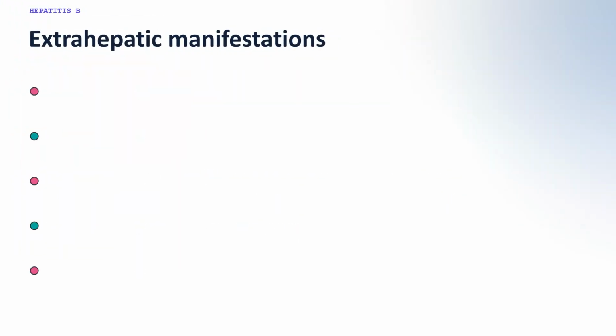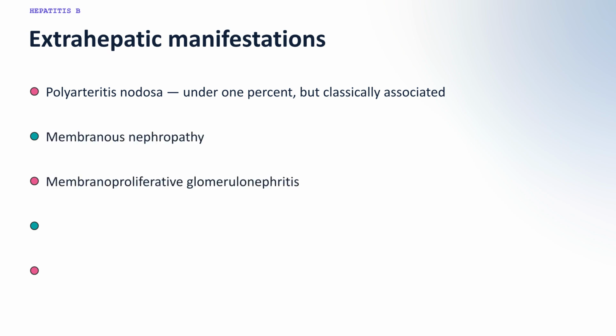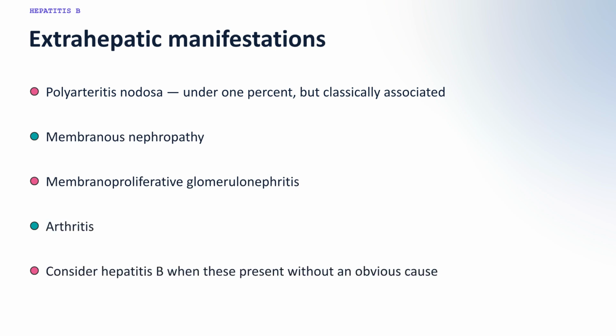Hepatitis B has extrahepatic manifestations worth knowing. Polyarteritis nodosa is the classic association. It occurs in under 1% of patients, but the link is strong enough that polyarteritis nodosa should prompt hepatitis B testing. Membranous nephropathy, membranoproliferative glomerulonephritis, and arthritis. The practical point runs in reverse. When you meet these conditions without an obvious cause, send hepatitis B serology.